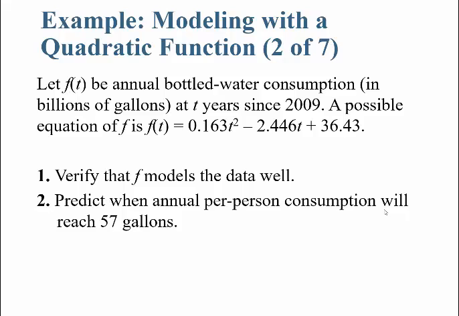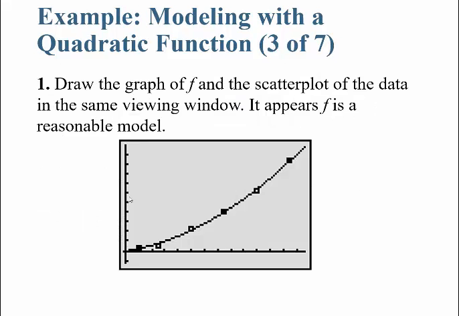Let f of t be the annual bottled water consumption, in billions of gallons, at t years since 2009. A possible equation of this function is f of t equals 0.163 t squared minus 2.446 t plus 36.43. Let's verify that f models the data well. And then finally, let's predict when annual per person consumption will reach 57 gallons. For some reason we want to predict that.